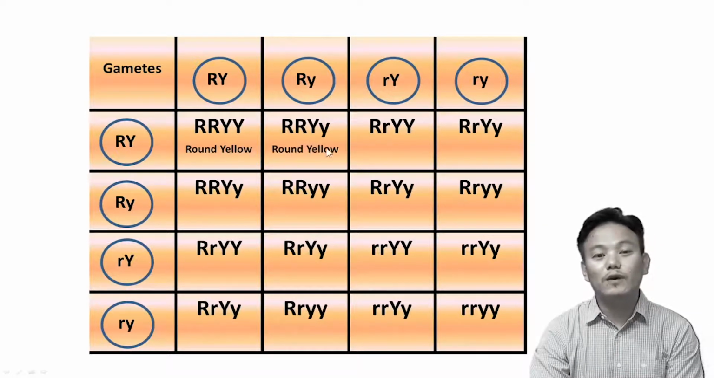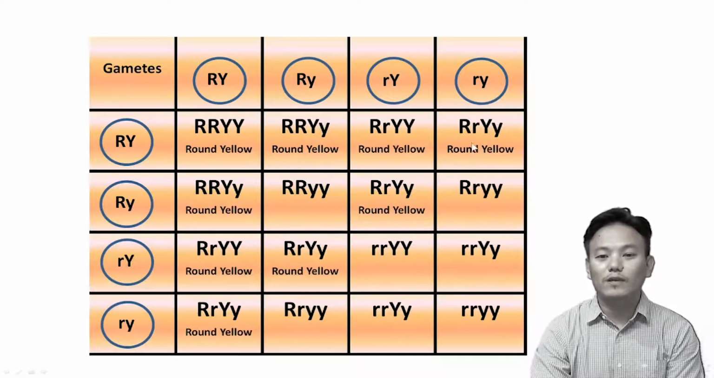This will also be round and yellow, but here the second one is heterozygous, but still it will be yellow because Y is dominant over the small y. And similarly, all other round yellow we can find out. So this is also round yellow, this is also round yellow. So all these are round yellow. In total, we can count 1, 2, 3, 4, 5, 6, 7, 8, and 9. So we have 9 round and yellow seed producing F2 generation plants.